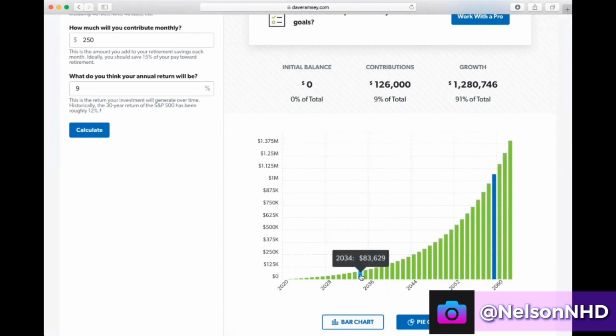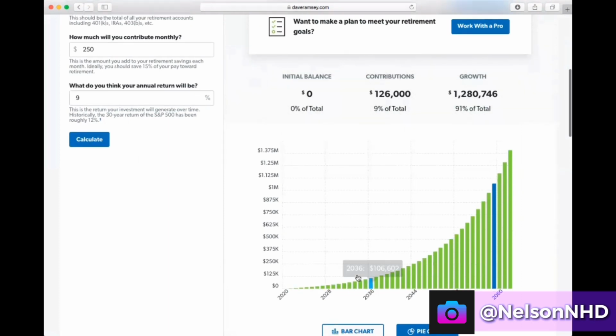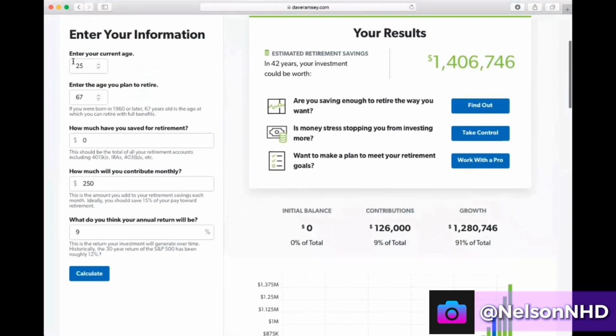Some years it might go down, some years it might go up. But again, what you see is over time, you keep adding the $250 down here, but this growth keeps compounding and compounding and compounding. And by the time you're ready to retire, you've got almost $1.5 million. So $250 a month can make a huge difference, even if you start late.